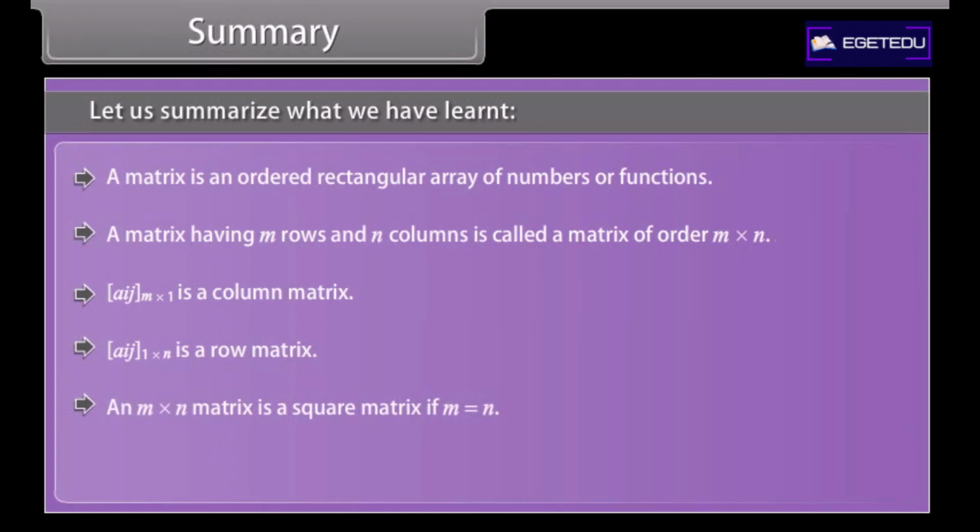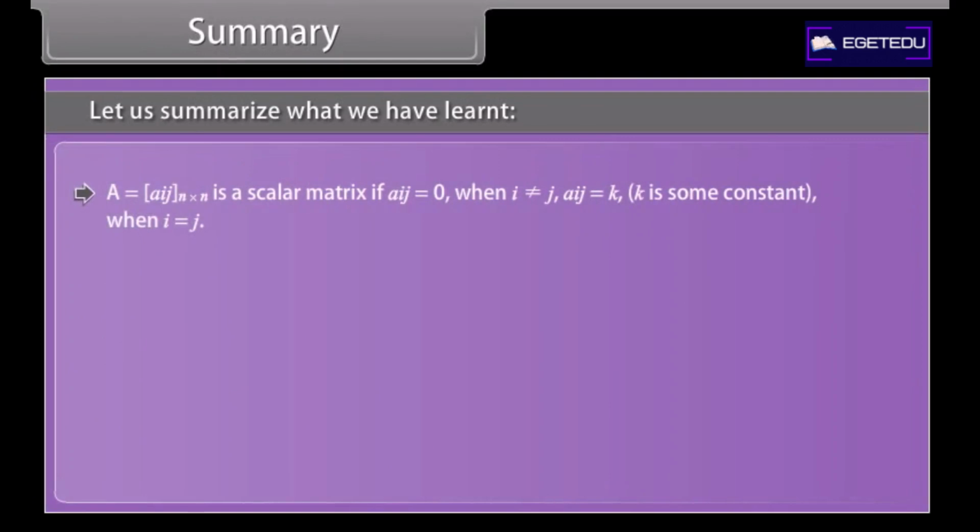An m by n matrix is a square matrix if m is equal to n. A = [aij] m by m is a diagonal matrix if aij is equal to 0 when i is not equal to j. A = [aij] n by n is a scalar matrix if aij is equal to 0 when i is not equal to j, aij is equal to k, where k is some constant, when i is equal to j.